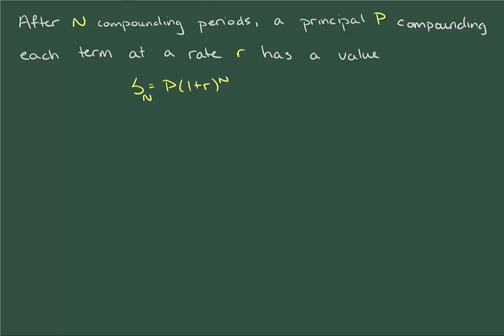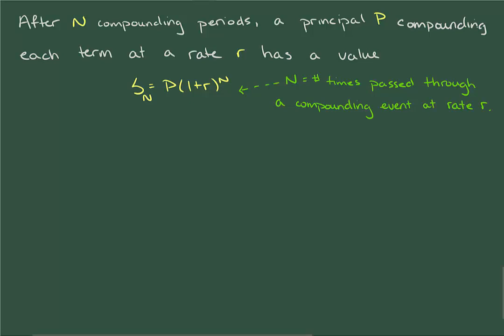At the end of the last video, we learned that if you have a principal P compounding at a rate r, then after n compounding periods, the value of the account is P times (1 plus r) to the power of n. And I mentioned in that video that we could think of this exponent as indicating the number of times we've passed through a compounding event at an interest rate of r. Okay, and that's very convenient.